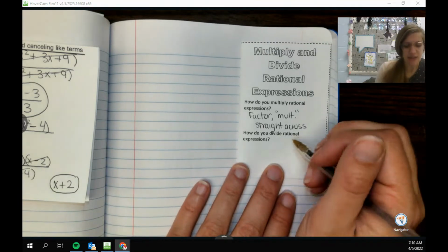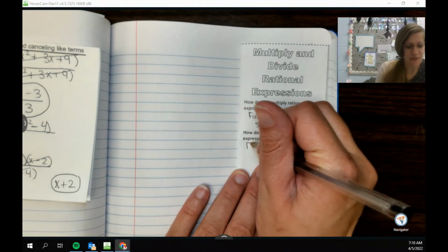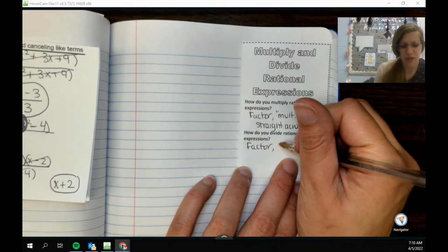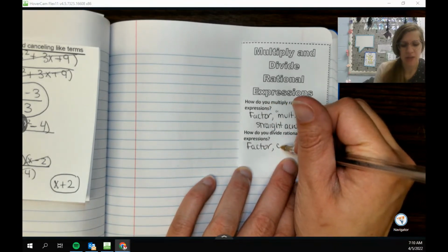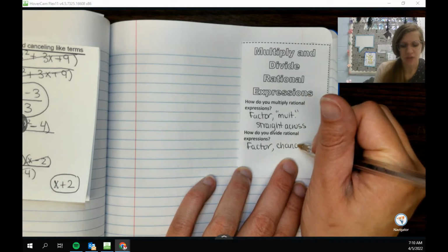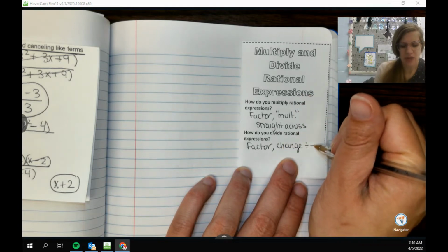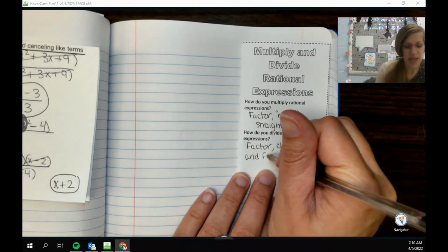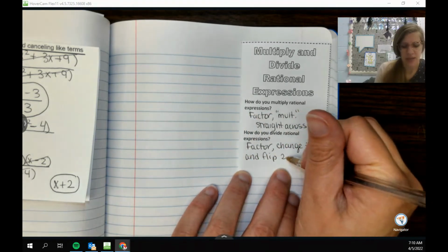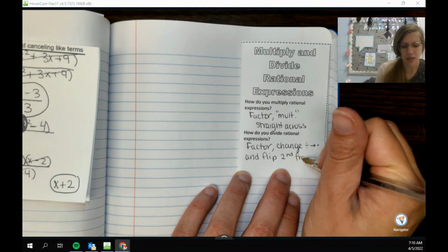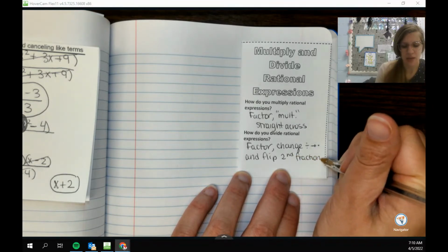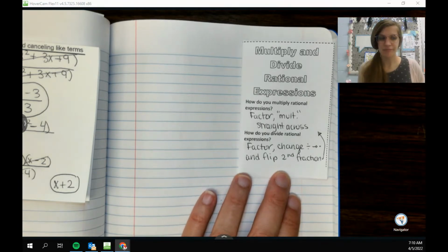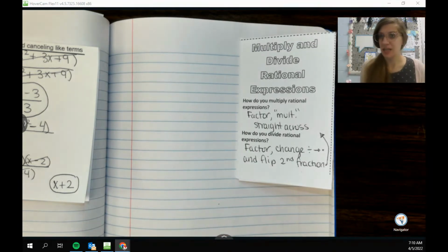Now, with dividing rational expressions, we still want to factor. But then we want to change division to multiplication, and then flip the second fraction. And then just go back and do what we did here. So yeah, let's just do it.